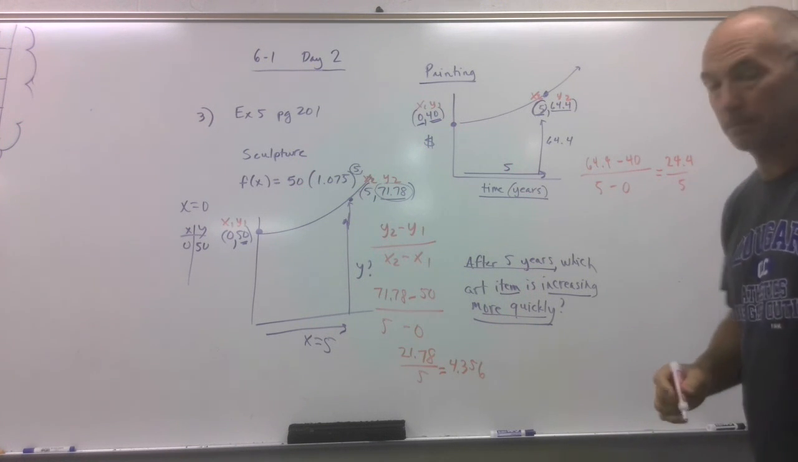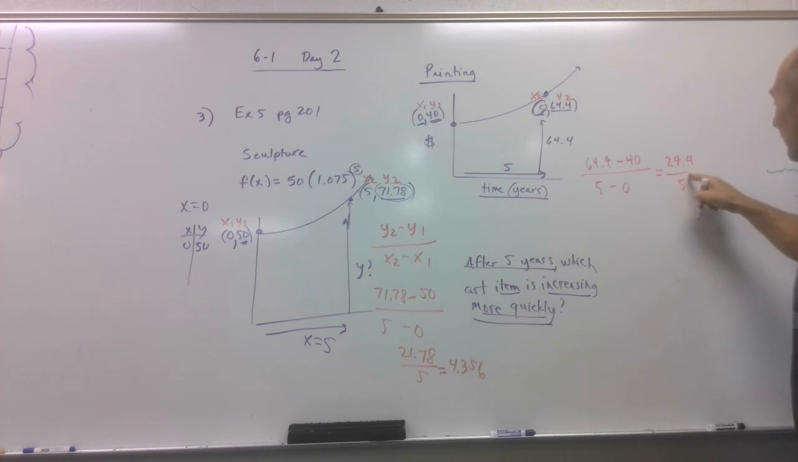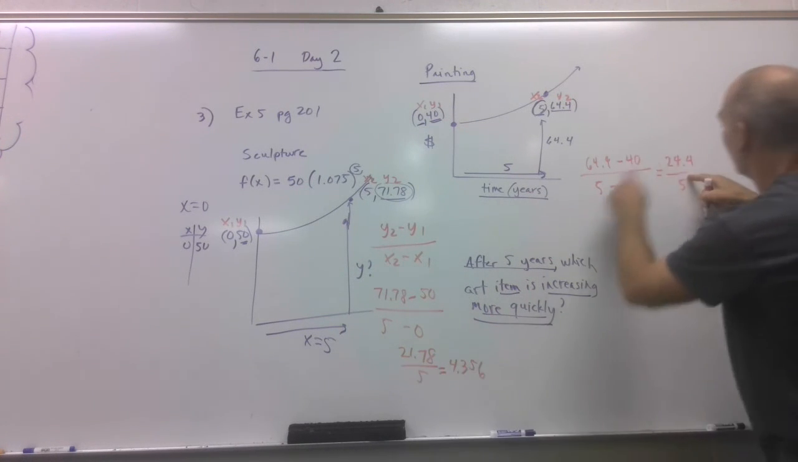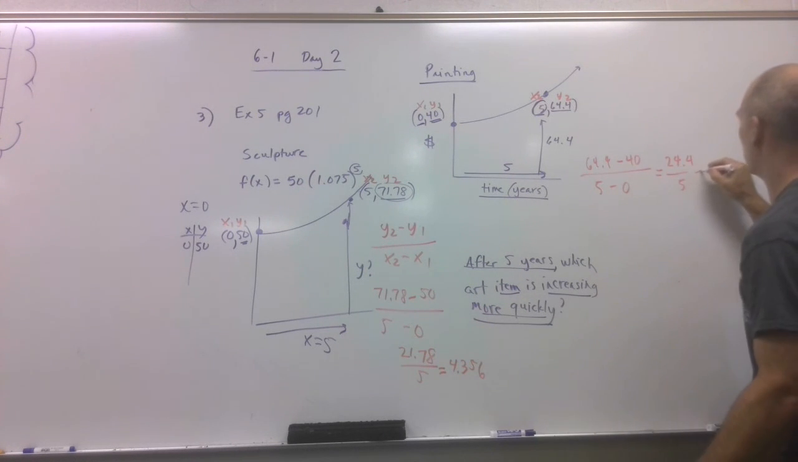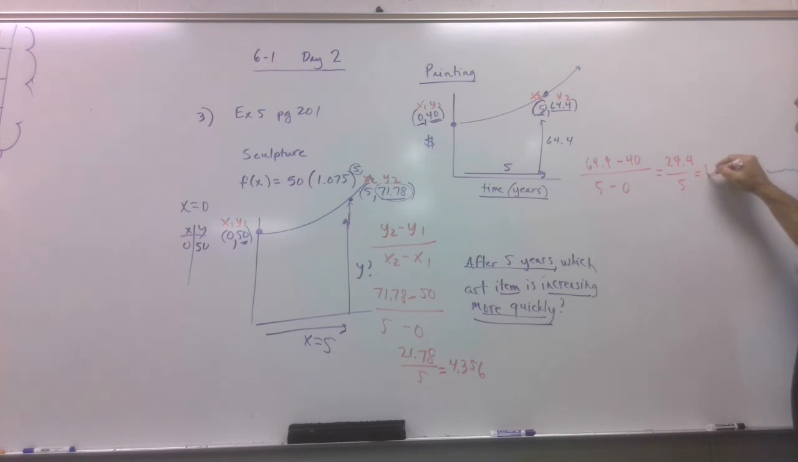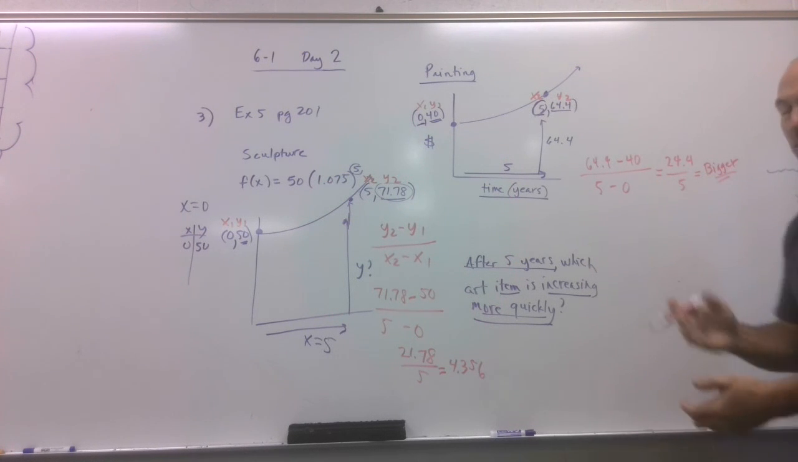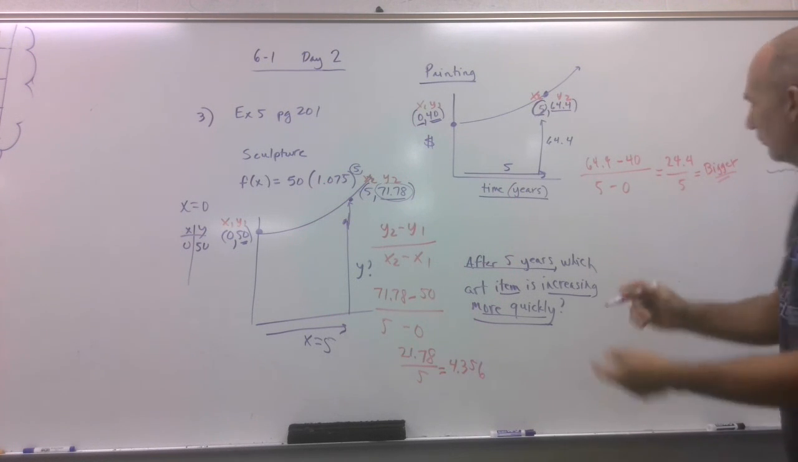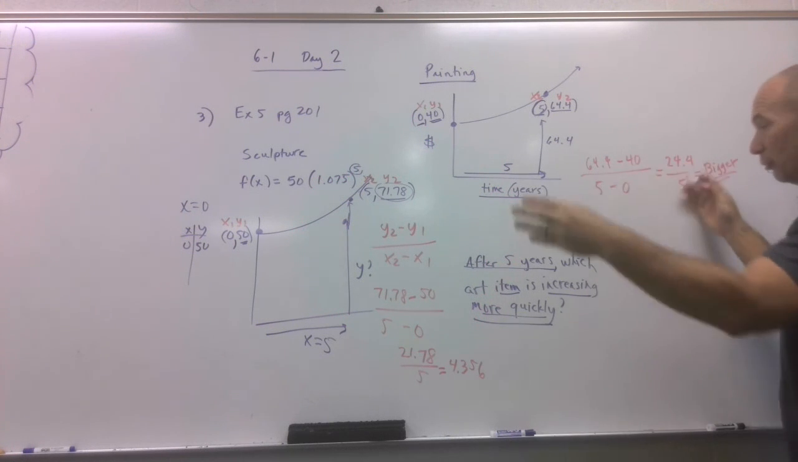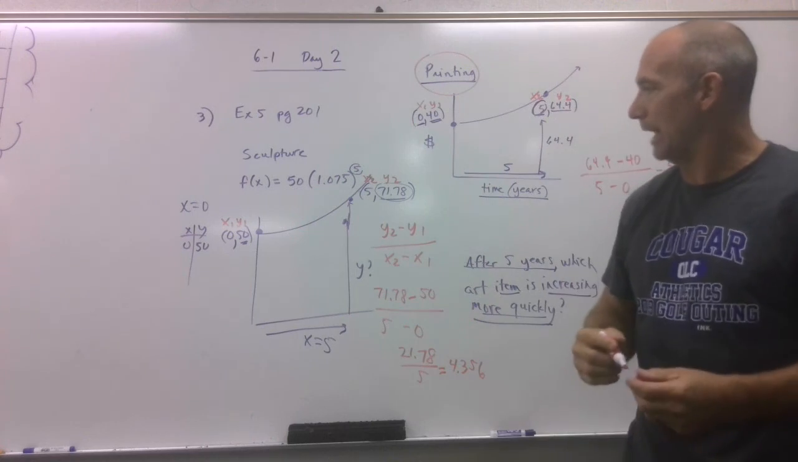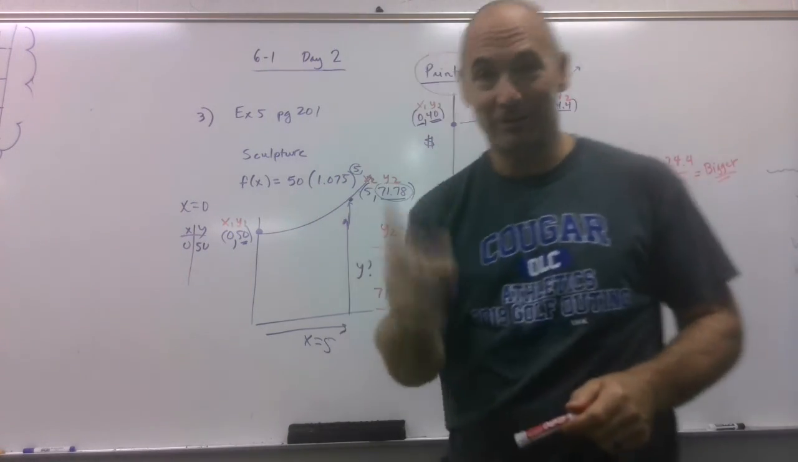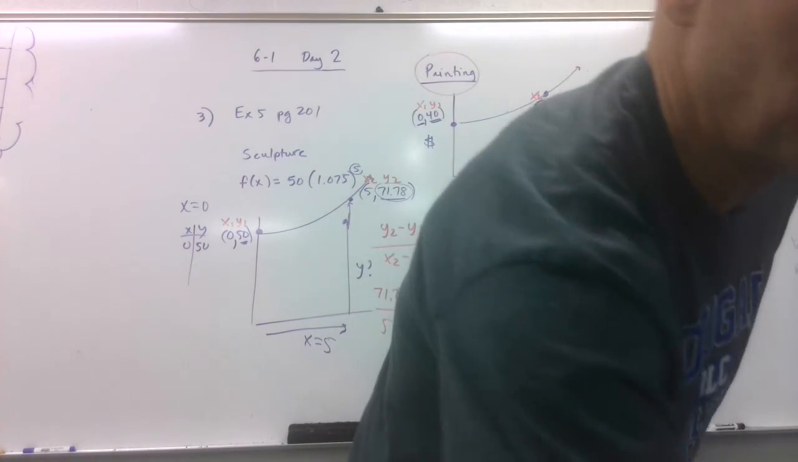And, I mean, you can use some common sense. This 24.4 over 5 is going to be bigger than this. So you can calculate this, but this is going to be bigger. Now, if they ask you exactly what the rate of change is, you'd have to figure this out. But they asked us which one's increasing more quickly. That'd be the painting, okay? Fascinating stuff. All right, good luck on your homework, you guys.